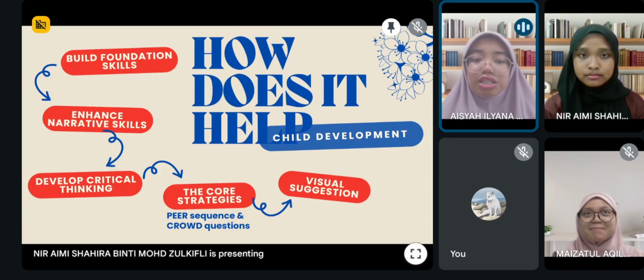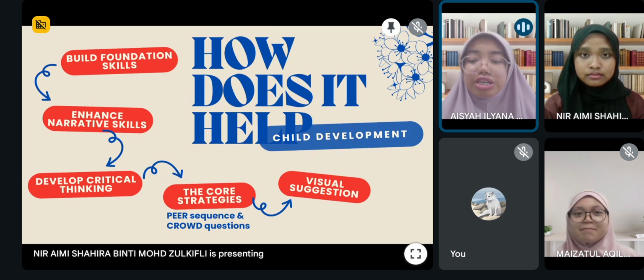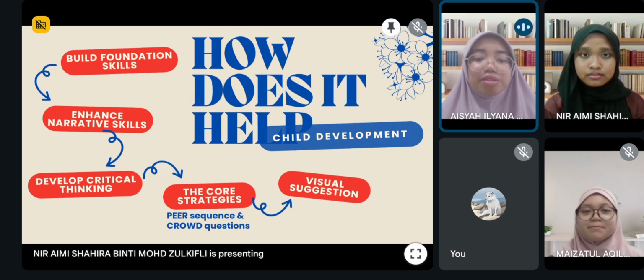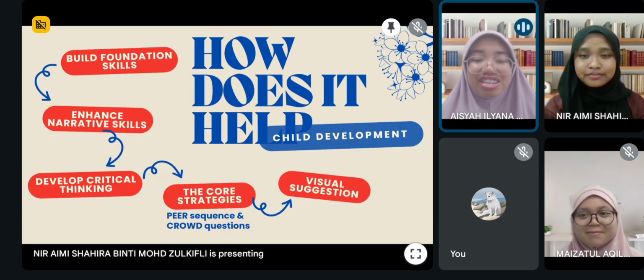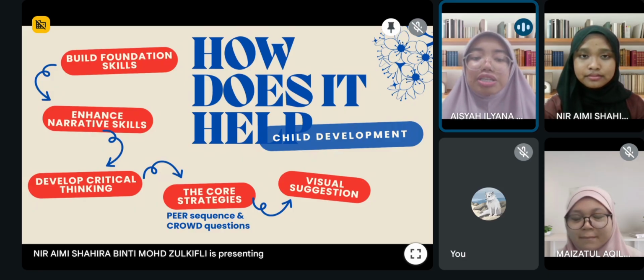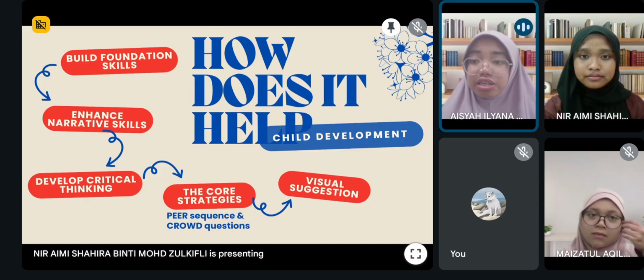But how does it work when children are encouraged to talk about a story? They are not just practicing words, they are learning to organize their thoughts, to make connections between pictures and ideas, and to understand cause and effect. This process of turning what they see into spoken language is a huge workout for their brain. It builds the foundation for later reading comprehension and critical thinking.